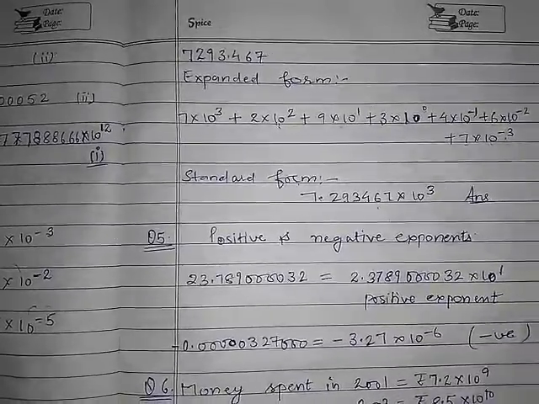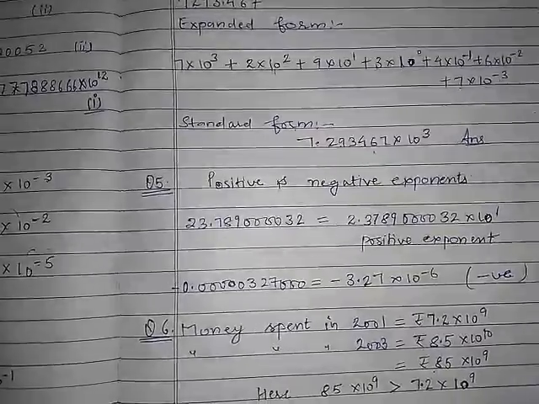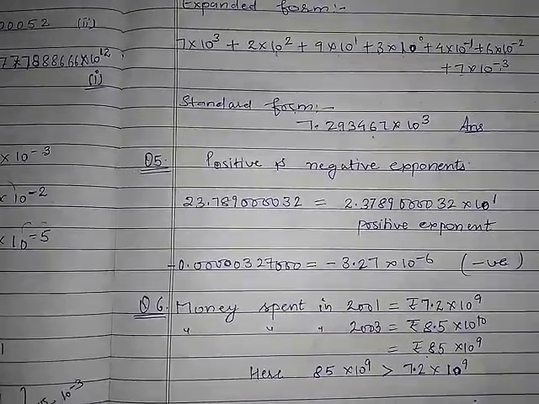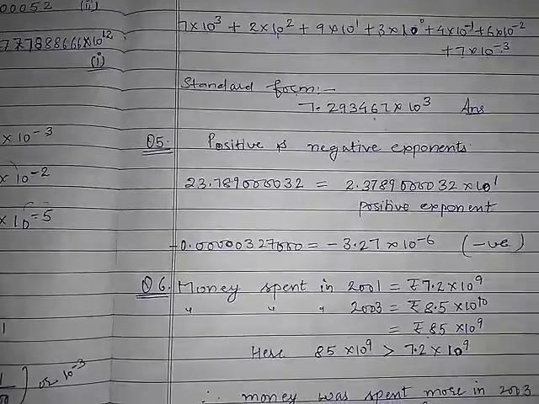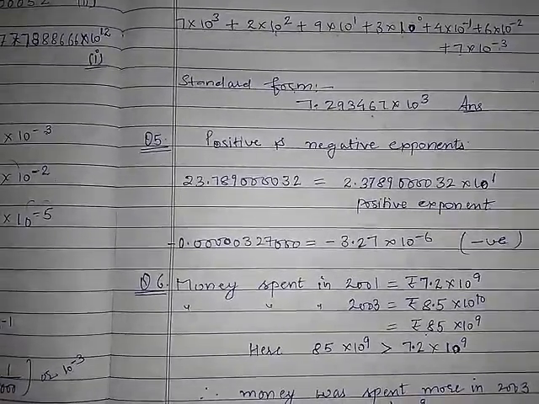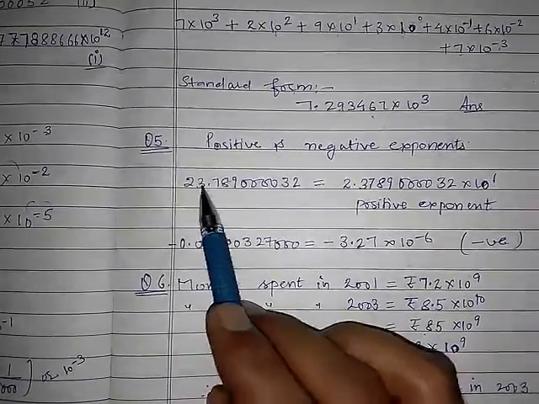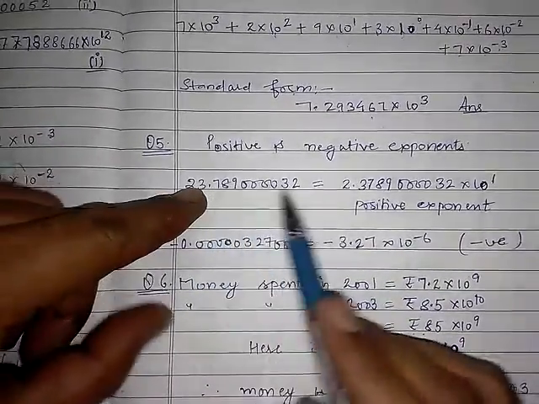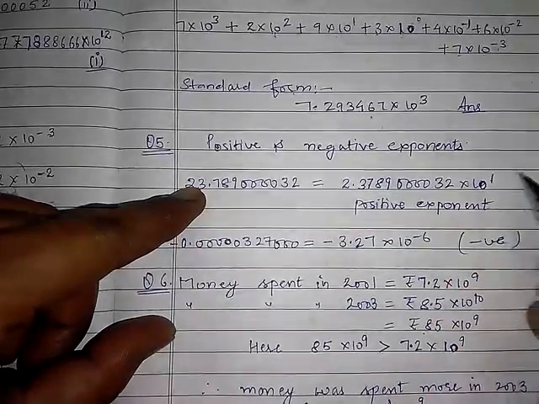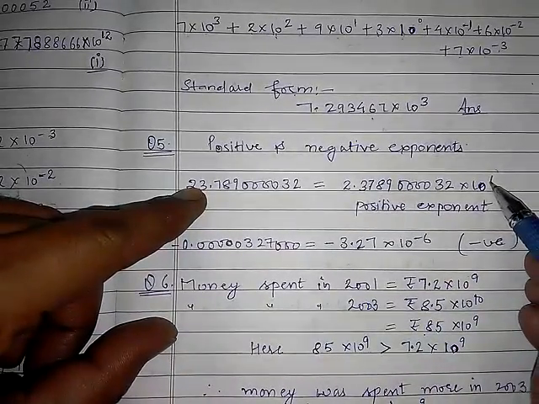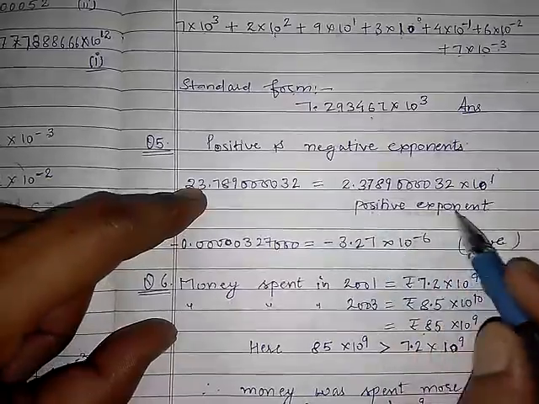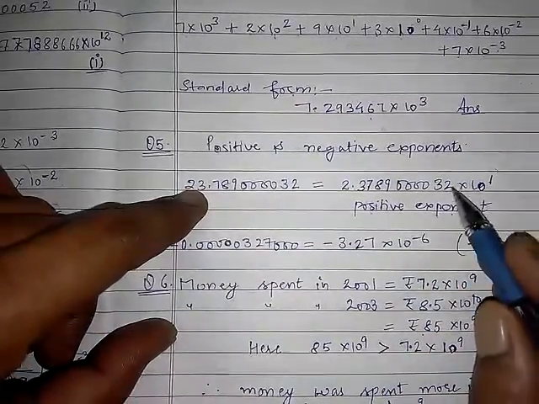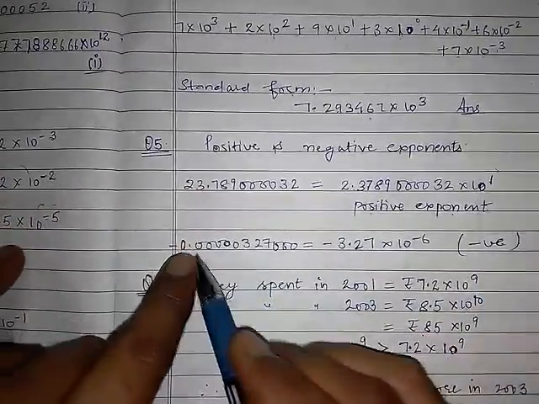Now come to question number 5, in which you are given some numbers and asked which numbers are with the positive exponent and which are with the negative exponent. Suppose this is the given number. Now it is given in the general form. So what will you do first? First of all, you will convert it into the standard form. Then you will check this power. Positive one means this is a number with the positive exponent. So again, that is very simple, which is based on the standard form only.